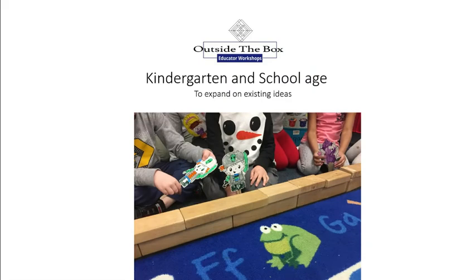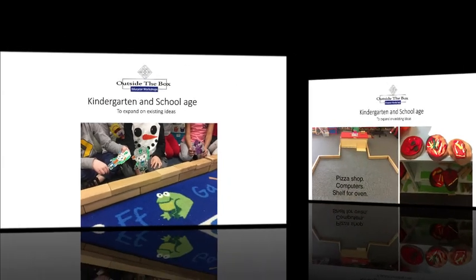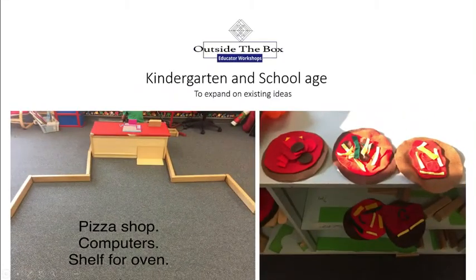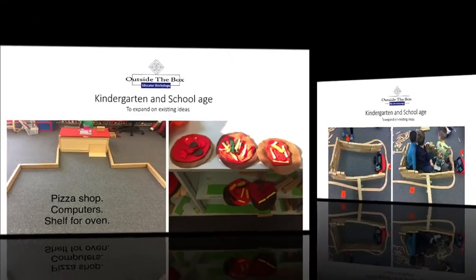You can also use loose parts to expand on existing ideas. During this activity, the kindergarten students made puppets, and then they wanted to expand on their activity by creating a stage. So out came the wooden blocks, and we created a stage for their performance. When I brought out the felt pizza set, the students used the wooden blocks to create their own pizza shop. They used the thin wooden planks to make computers, and they brought the pizzas over to the shelf and used the shelf as an oven.